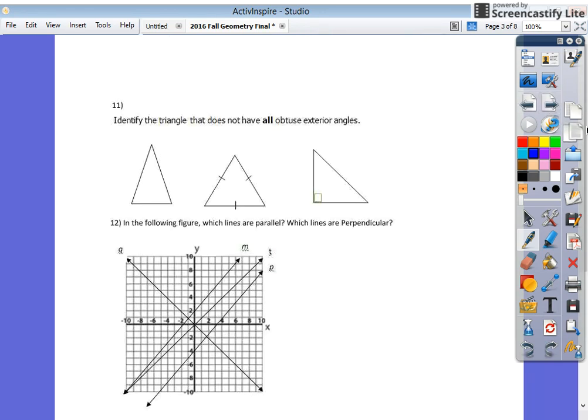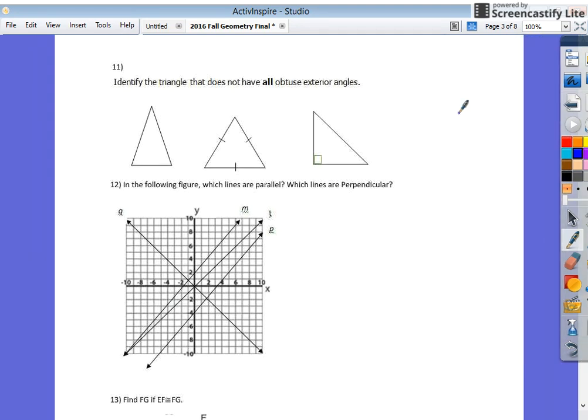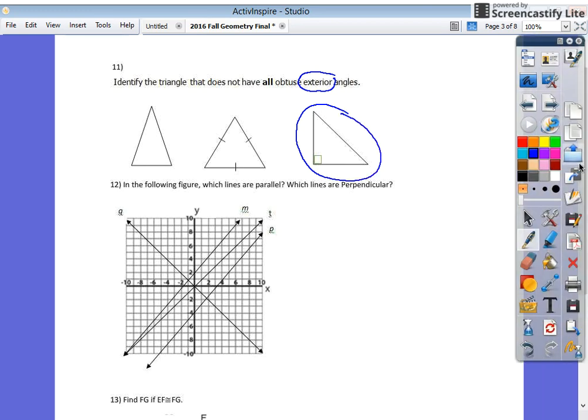On number 11, we are asked to identify which triangle does not have all obtuse exterior angles. Remember, exterior means outside. The right triangle is the one that does not have all obtuse exterior angles.